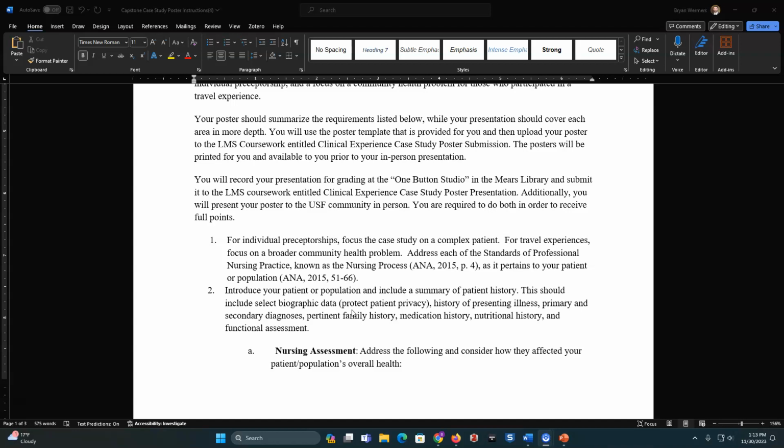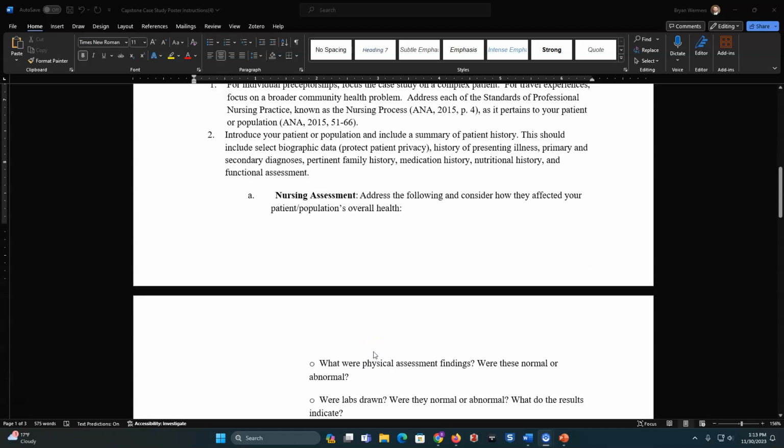So, say caring for a patient from your rural Midwest if you want to, or urban Midwest, or something like that, but make sure that you do not give away too much information. Provide a history of presenting illness, talk about your diagnoses, both primary and secondary, give a pertinent family history, medication history, nutritional history, and functional. And so as you're going down, you can see these different subcategories.